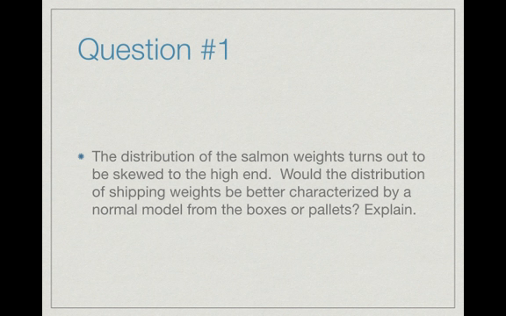The central limit theorem tells us that no matter what population the sample is drawn from, the shape is approximately normal as long as the sample size is large enough. So, since our pallet has 100 fish, just based on the central limit theorem, that one is going to be closer to normal than the boxes would be, since the boxes have only 4 fish in each one.